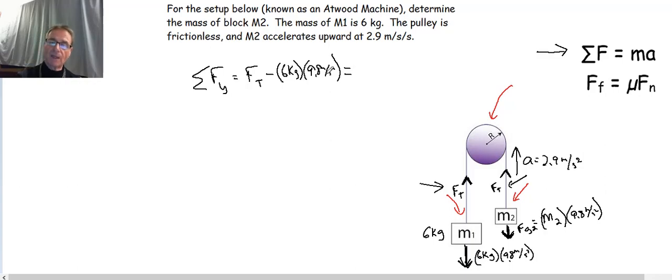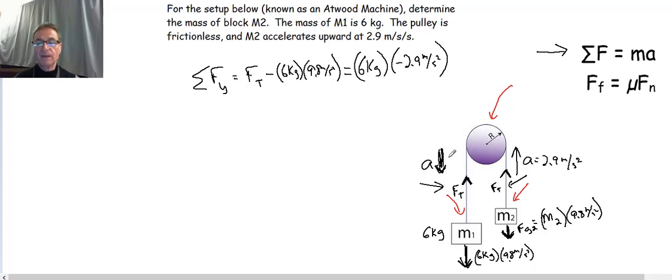Well, our acceleration over here is going in the downward direction, okay? So that's going to equal the mass of M1, which is 6 kilograms, times negative 2.9 meters per second squared. It's negative because the acceleration of block M1 is in the downward direction. Even though the force due to tension is in the upward direction, the block is going to be accelerating in the downward direction. So that's got to be negative.